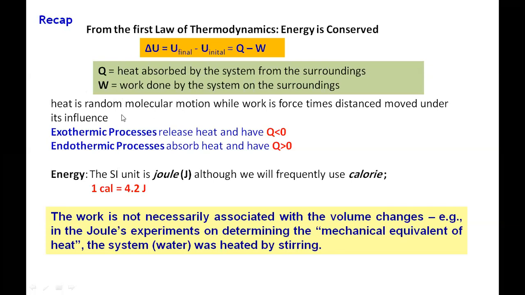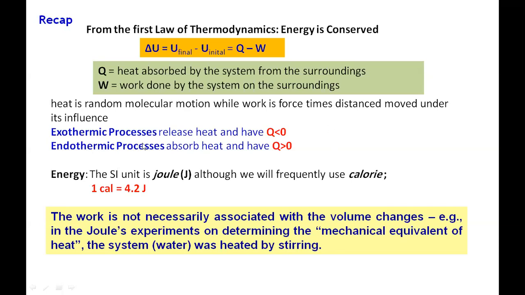So heat is random molecular motion, while work is force times distance moved under its influence. إذا الهيت هي عبارة عن الراندوم موشن للجزيئات، بينما الورك هي عبارة عن الفورس مضروبة في إيش؟ في المسافة. لأن الورك بنعرف الميكانيكس هي عبارة عن F times delta X.